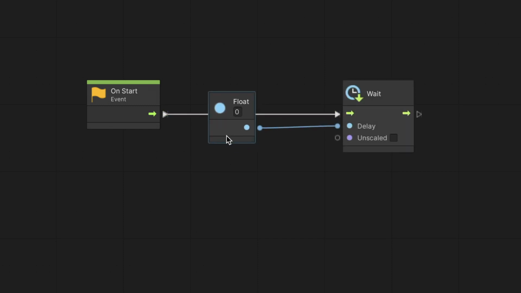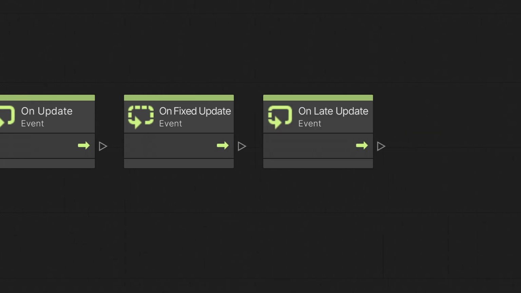Next up, we will discuss lifecycle events.